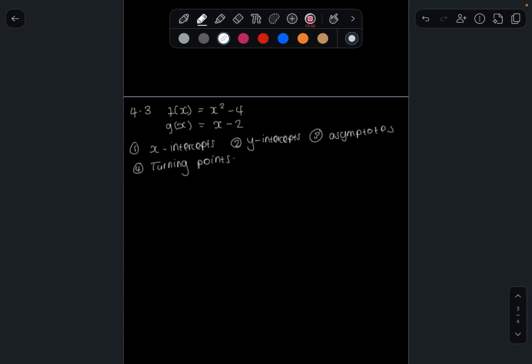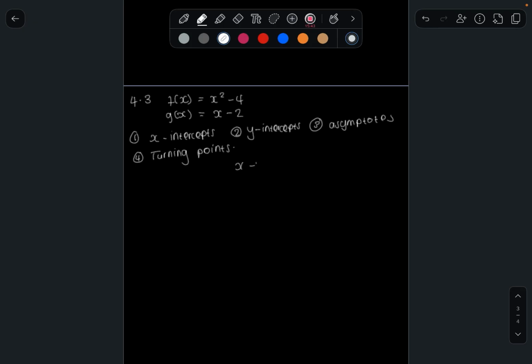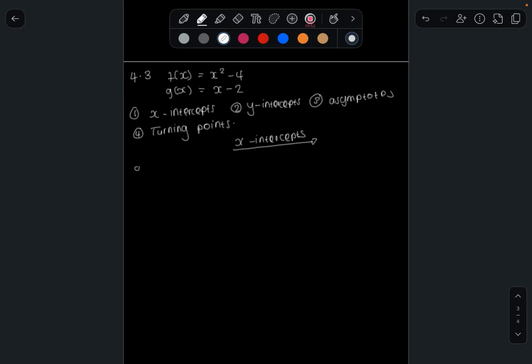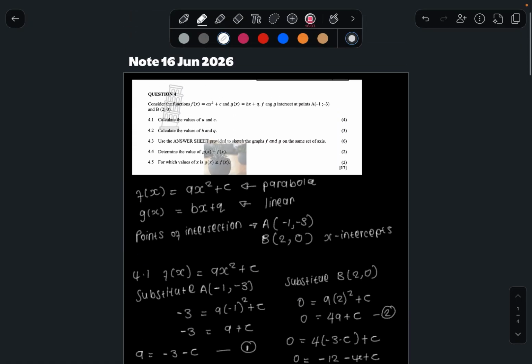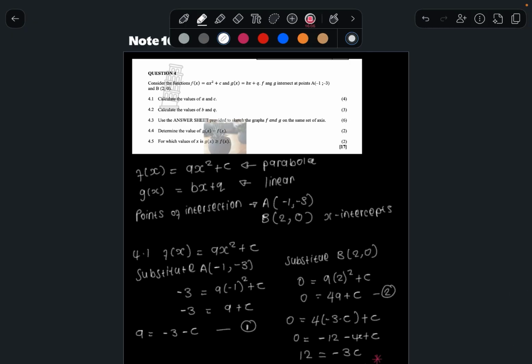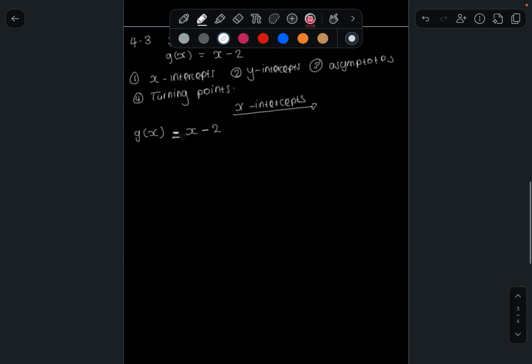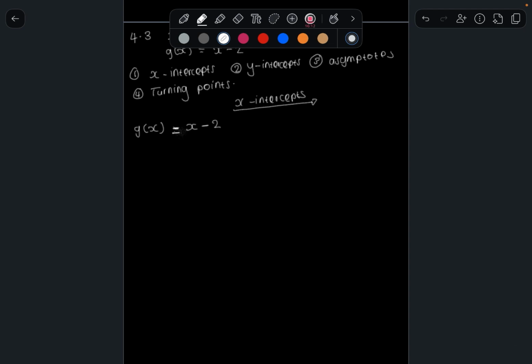So firstly, you need to find the x-intercept. For g of x equals x minus 2. Remember, previously, they gave us the x-intercept, which was 2, 0, right? Point B. Point B was our x-intercept. So our x-intercept for this is B, 2, 0. Right? Now we need to find it for f. If we already have one, we need the other one.